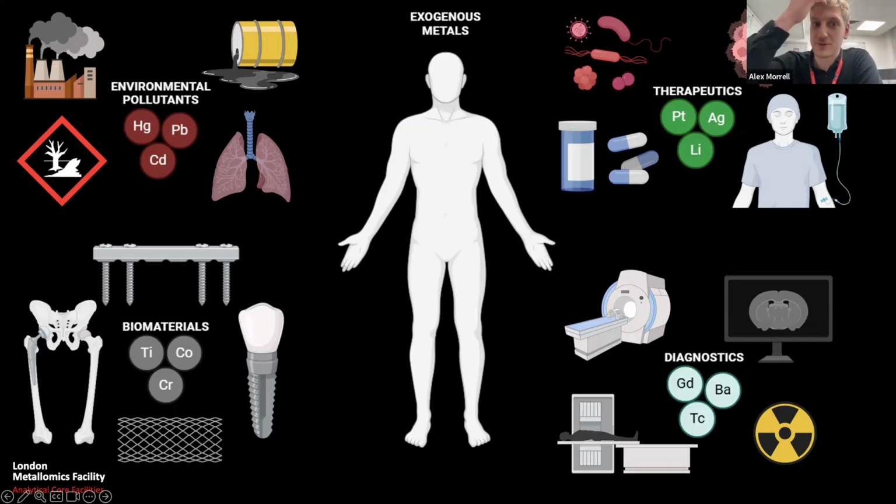Then we have the group of metals known as the diagnostic metals. So these are things to aid contrast in lots of imaging techniques used in clinical settings. So things like gadolinium and barium used in MRI contrasting agents. We have PET nuclides like technetium and things like that. And they're used just to help for diagnostic reasons.